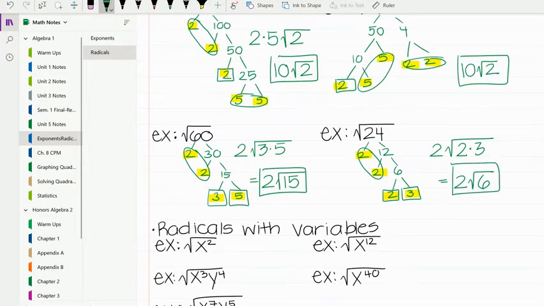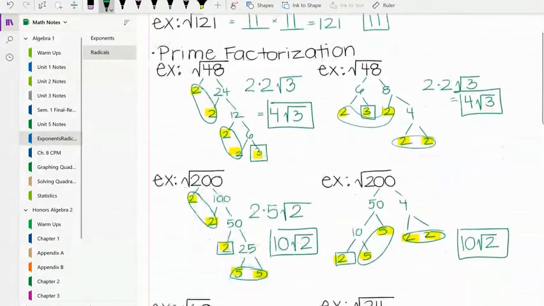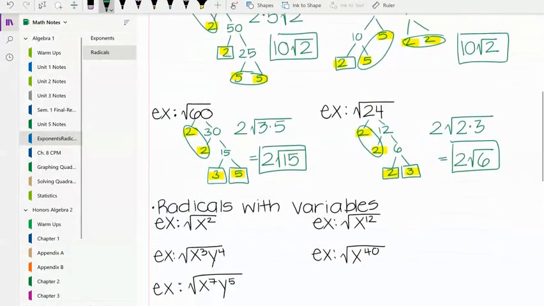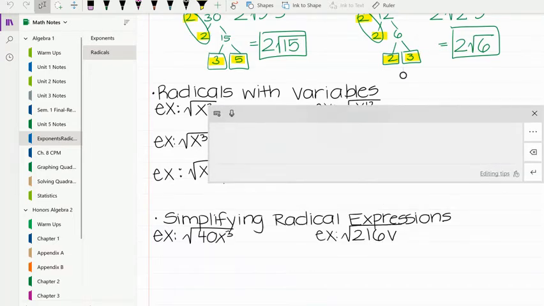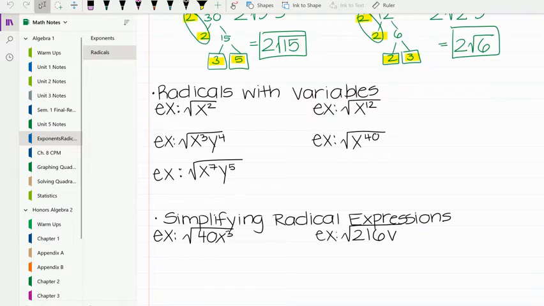So all of the problems we've done so far are with numbers. So we want to look at, well, what about variables? For some students, this is actually way easier. And then on the other end, some of us find it very difficult. Like, how do I even take the square root when there's a variable? So I'll try and break this down.